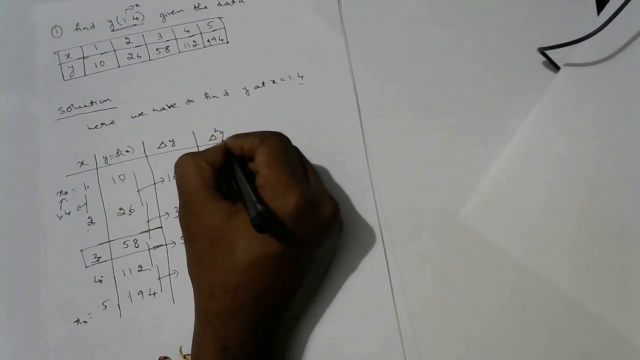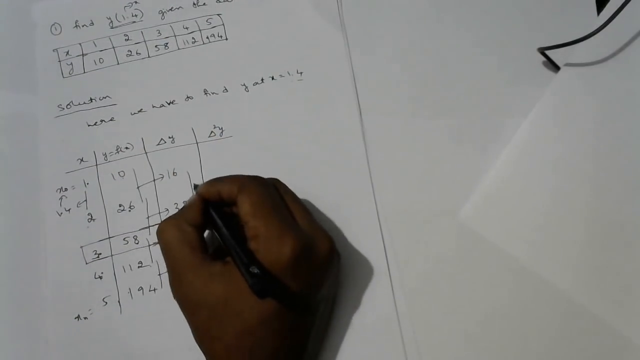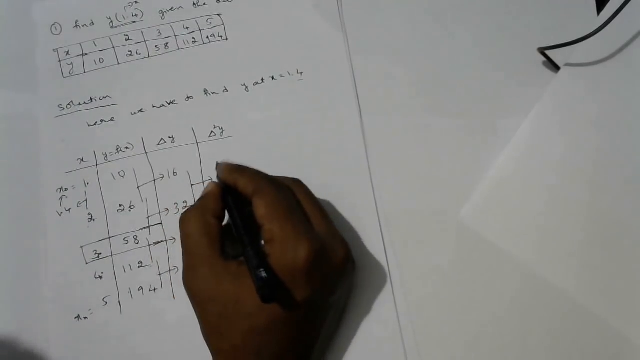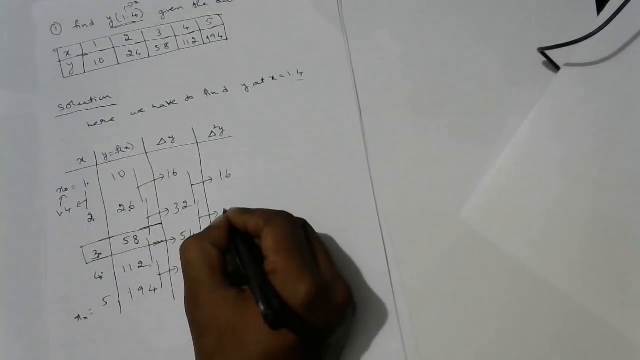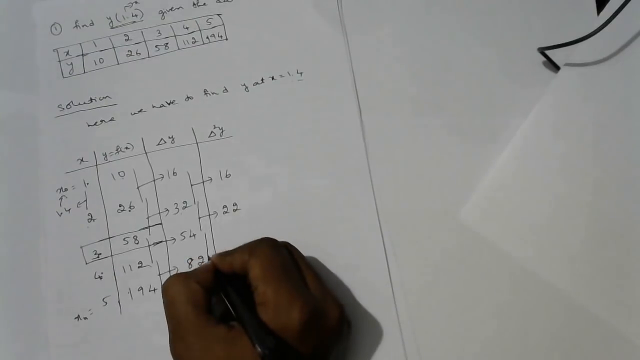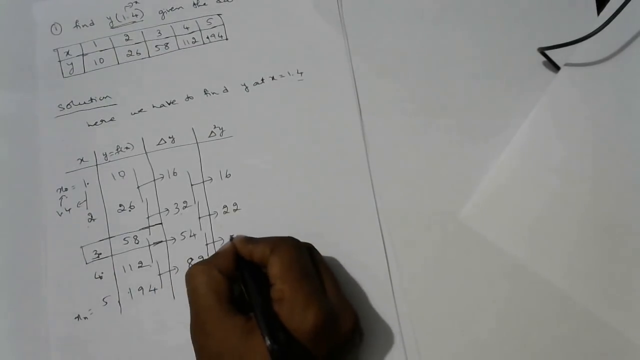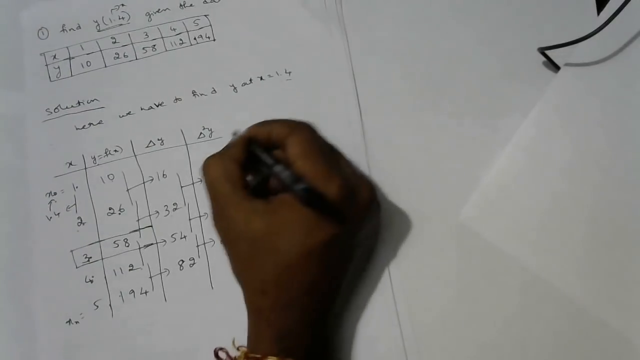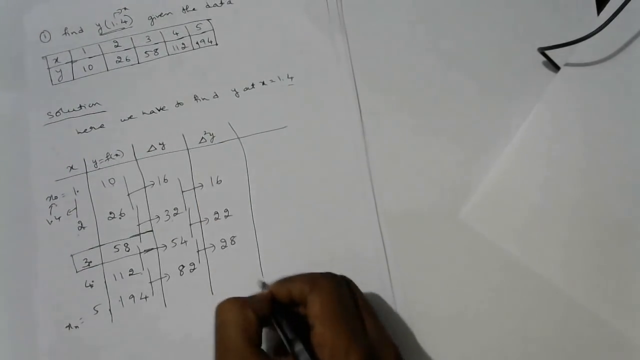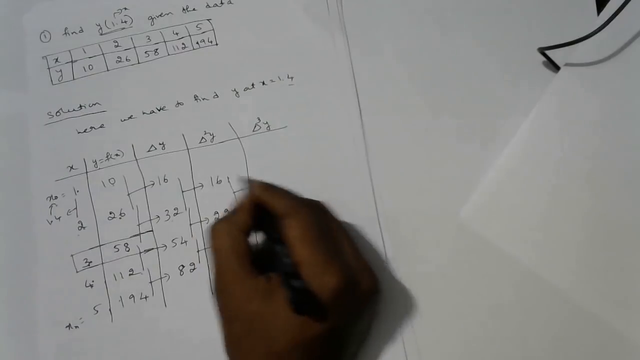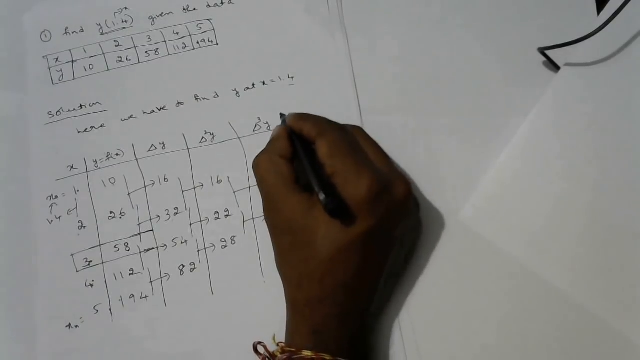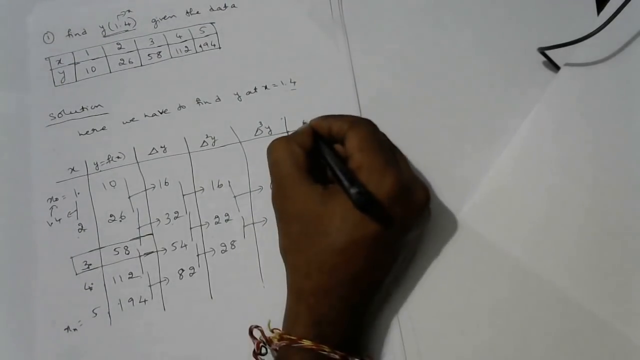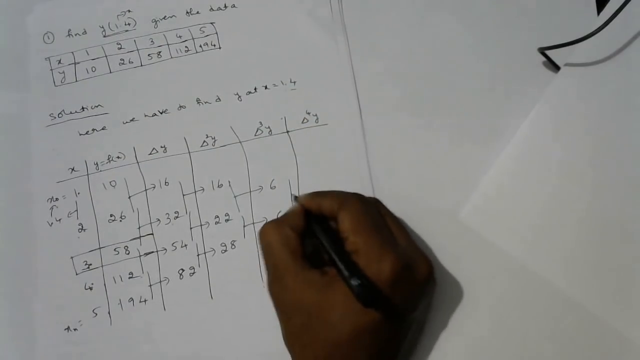Here second difference, delta square y. These two difference, 32 minus 16 you will get 16, and here 54 minus 32 you will get 22, and here 82 minus 54 will get 28. Here next difference, delta cube y. 22 minus 16 you will get 6, 28 minus 22 you will get 6, and last here delta to the power of 4 y is 0.